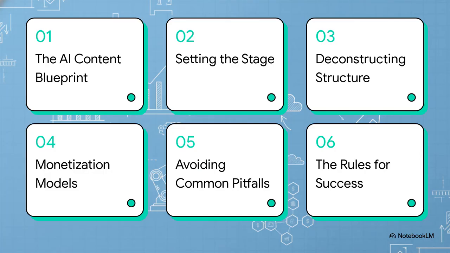So here's our game plan for today. First, we'll get the big picture of the AI content blueprint. Then, we'll see how it sets the stage with strategy. After that, we'll dive into the core structure and the actual monetization models. And finally, we'll cover the really crucial stuff, how to avoid common pitfalls and the rules for real success.